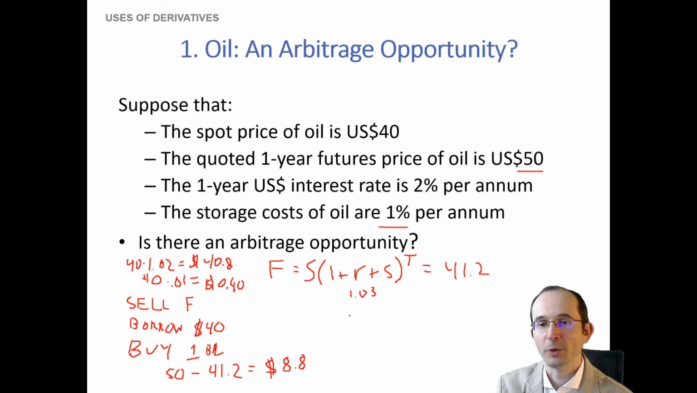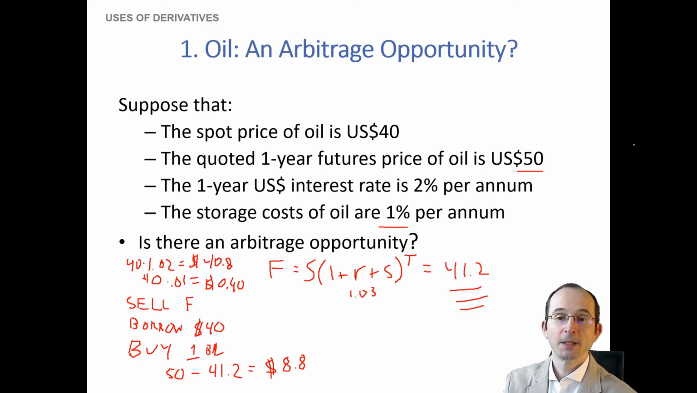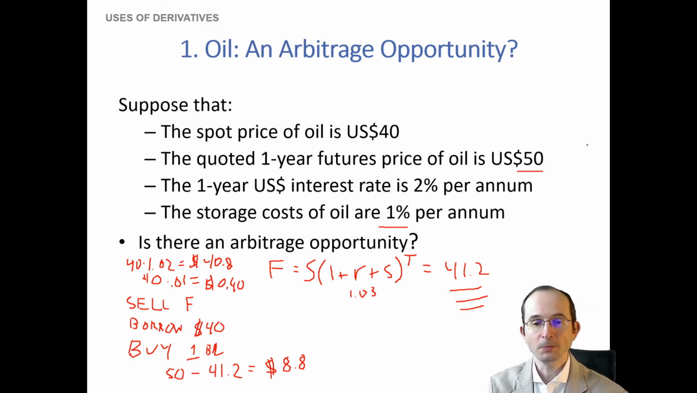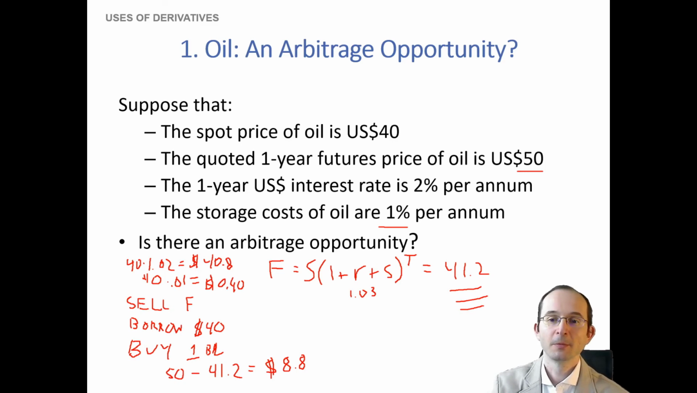And you see that this 41.2 is exactly the futures price that we had conjectured to be the fair one. So we can again say that the futures price can't be higher than the value of a riskless loan plus storage with the present value of the spot price. If it actually is above that, then we can make this sort of arbitrage trade, earning a riskless profit.